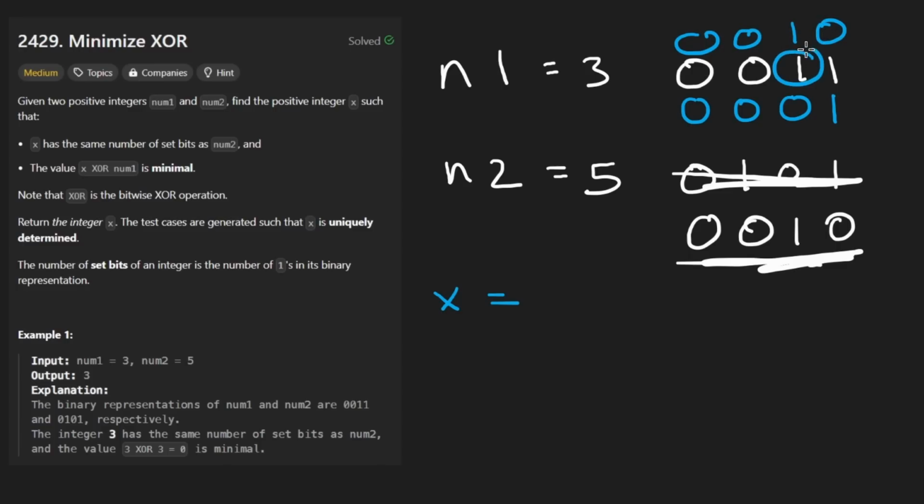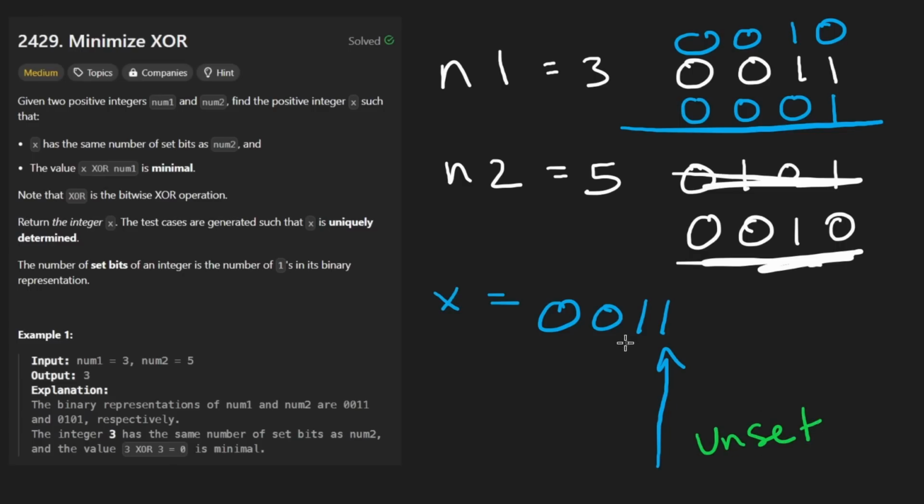We definitely want to pick either this bit or this bit. Well, which of these is going to result in a minimal XOR? Once again, we can consider our starting point to be N1 itself. So we have this number 011, but we only want 1 bit to be set. So we have to unset a bit from this number here. But which bit do we choose? Well, we should choose the least significant bit once again.